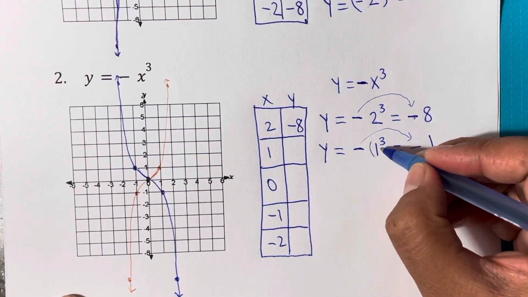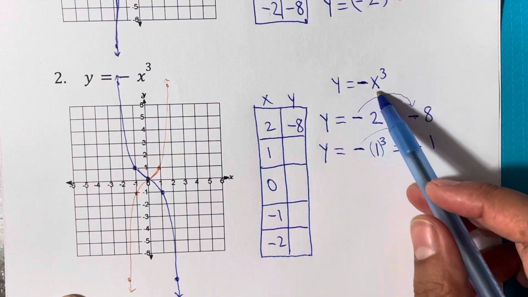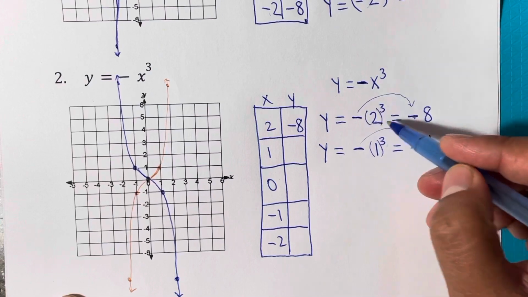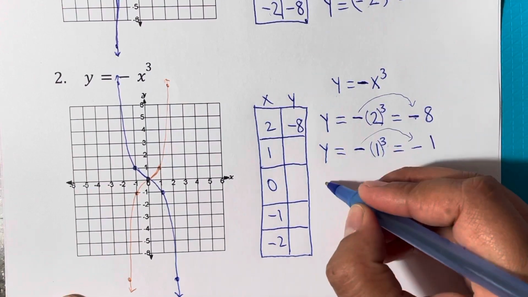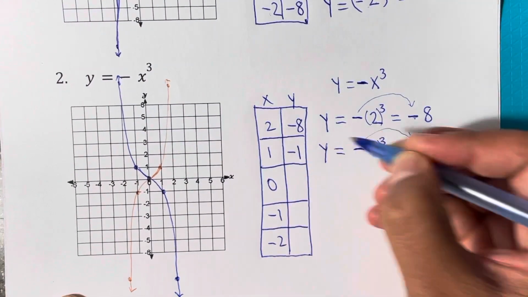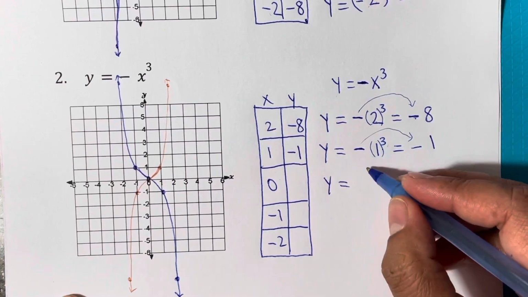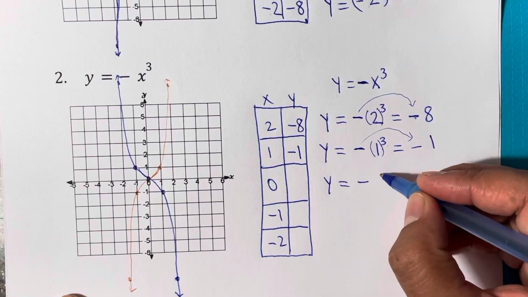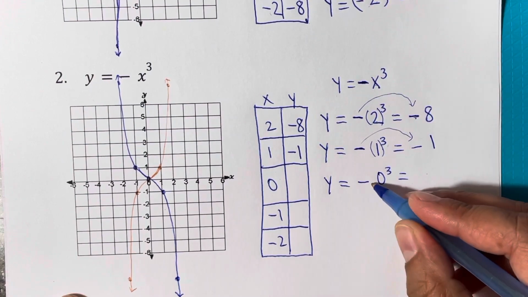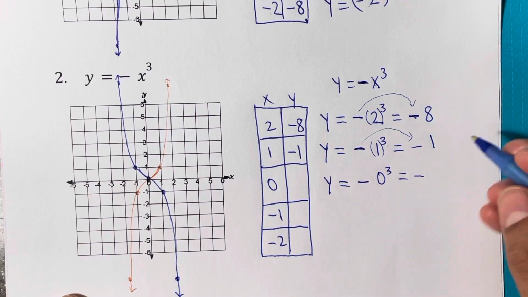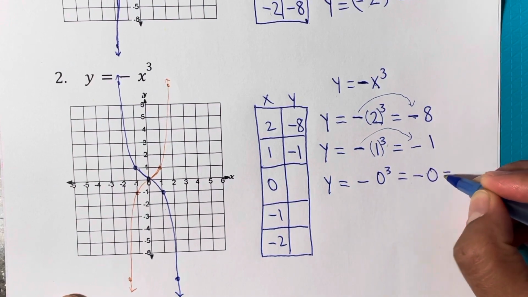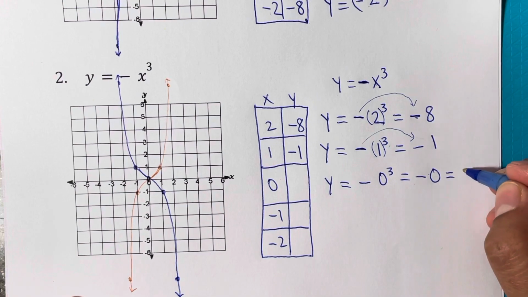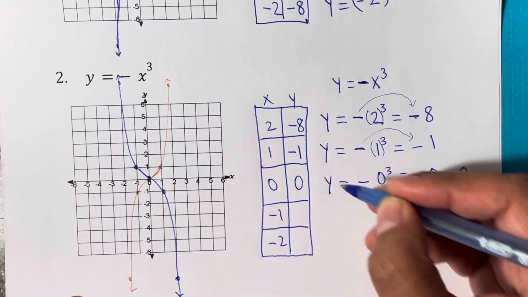And some people will do this when they replace the x so that they see that this is what it's going to be raised to the third power. Okay? So negative 1 in here. Y is equals to bring over the negative. 0 to the third power. And so bring over the negative. 0 times 0 times 0 is 0. And 0 is not positive, is not negative, is neutral. So we're just going to put 0.